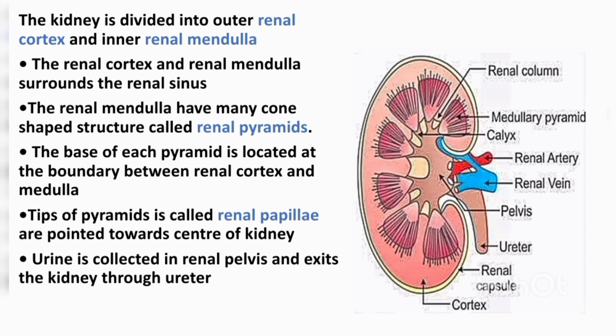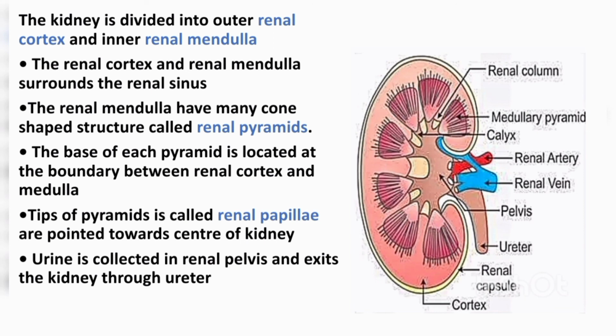The base of each pyramid is located at the boundary between the renal cortex and the renal medulla. As we know, every cone has two parts, a base and a tip. The base is the large area of the cone and the tip is the smallest area. So the base of the pyramids is present at the boundary of the renal cortex and the renal medulla, while the tip of the pyramid is called the renal papillae.